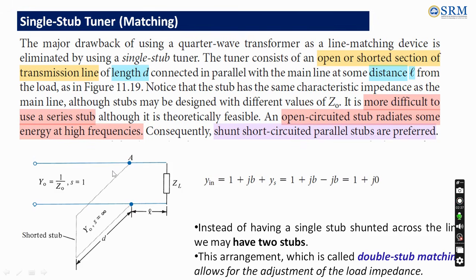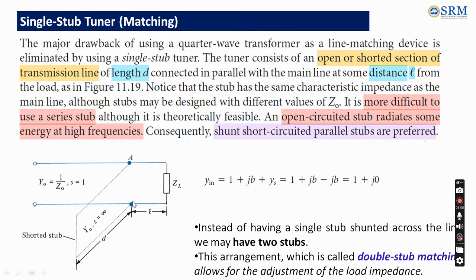Here, why we are not preferring the series stub is because, theoretically it is feasible, but practically we have to cut this line and connect, right? But a shunted stub is not like that. We can connect it easily. And one more thing, why the open circuited stubs are not preferred is because they will radiate energy at high frequencies. So obviously, short circuited parallel stub only we are preferring, not series or open circuit stub.